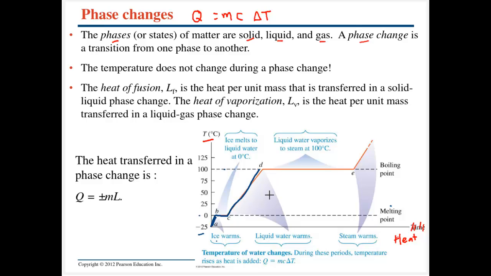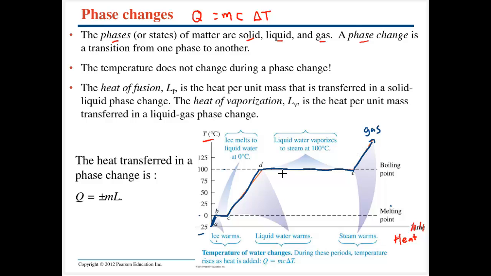We hit the boiling point, and we're going to have some water in the liquid phase and some water in the steam phase. We need to keep on adding heat until finally all of the water is now in the gaseous phase, and we're going to have our gas right here.